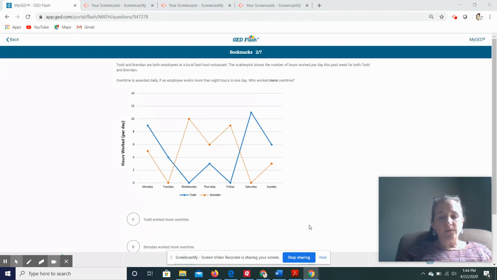So the first one we're starting with: Todd and Brendan are both employees at a local fast food restaurant. The scatter plot shows the number of hours that each of them worked per day. Anything over 8 hours is considered overtime, and they want to know who worked more overtime. So this orange is Brendan, the blue is Todd. I want y'all to pause this and see if you can figure out from this graph who worked more overtime, and then come back.